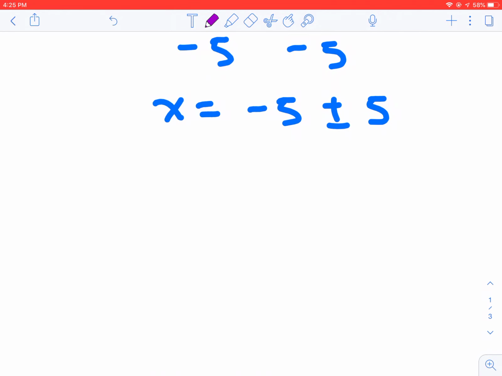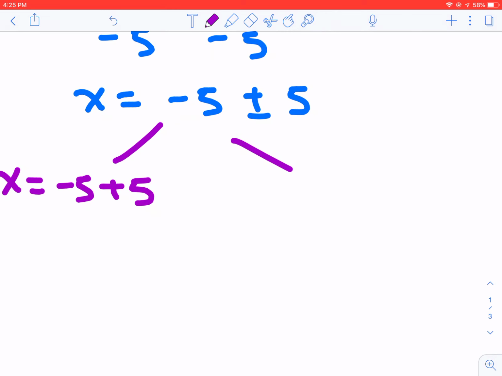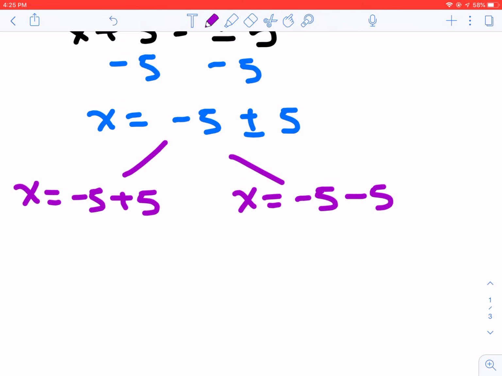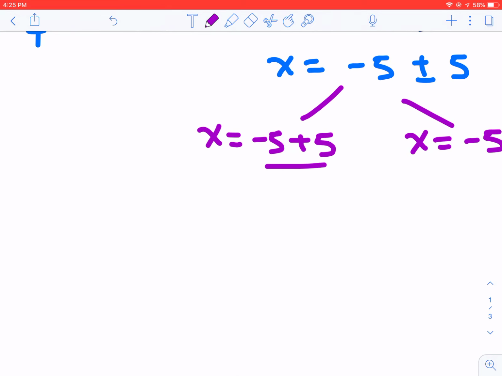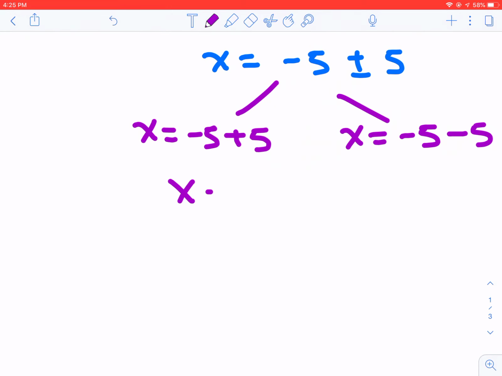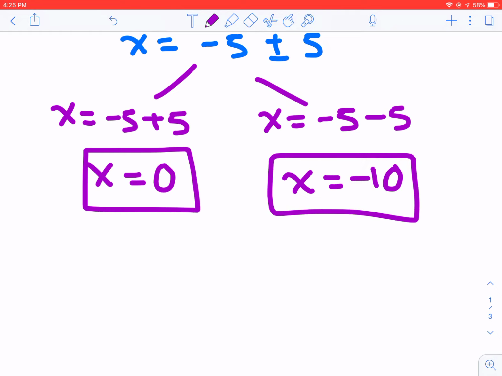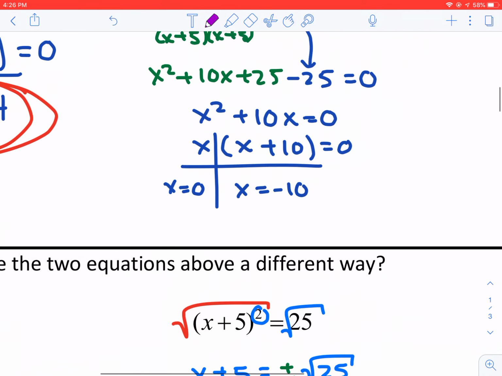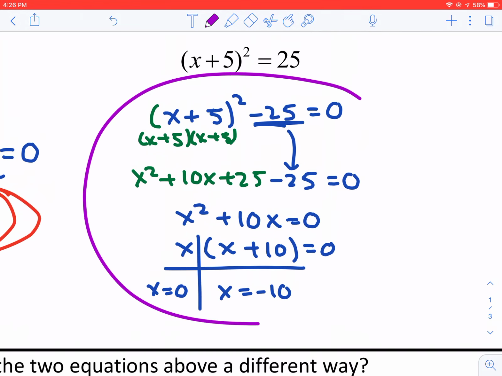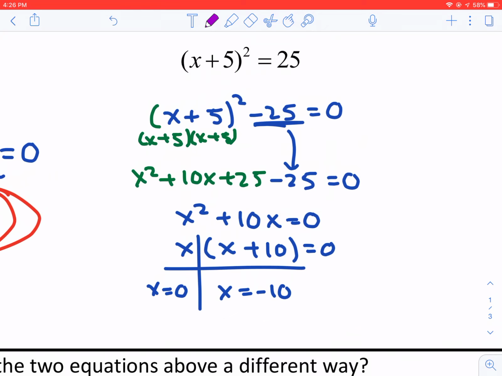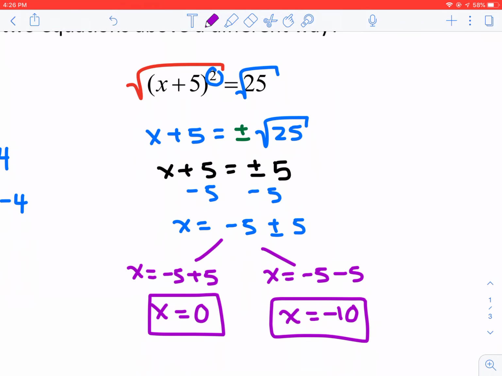But now we need to think of both solutions. This plus or minus means x could equal negative 5 plus 5, or x could equal negative 5 minus 5. Negative 5 plus 5 is 0, and negative 5 minus 5 is negative 10. So those are my two solutions. And isn't that what we got over here? This was a bit more work, but we got the same answers by factoring or by taking square roots.